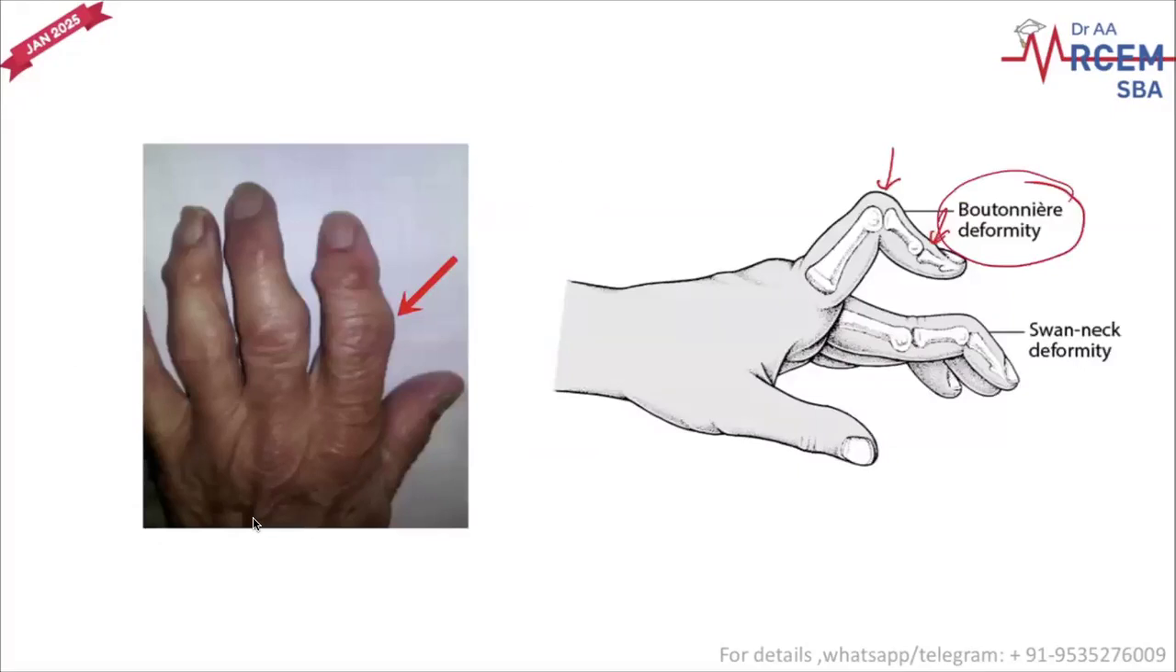There is a swan neck also that you can see, where there is extension at the proximal interphalangeal joint and flexion at the distal interphalangeal joint. This is known as swan neck deformity. Just be aware of it, though it has never been repeated. I don't think they'll repeat it again, because these are chronic conditions and unlikely to be tested in the exam.